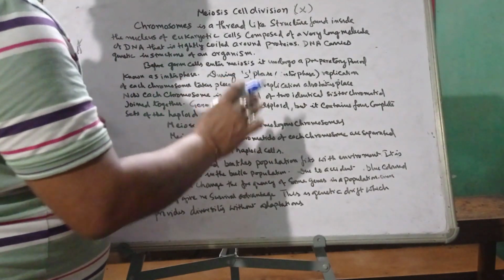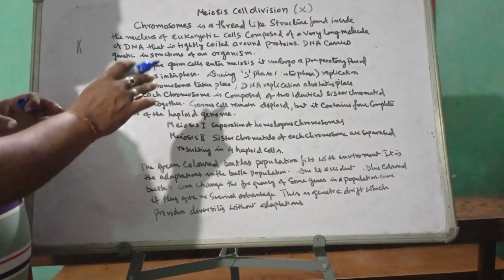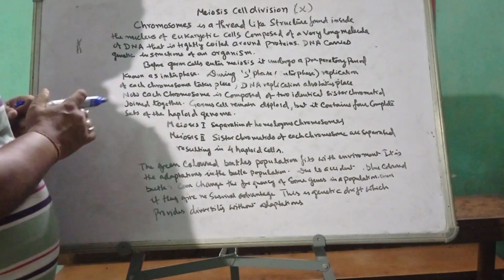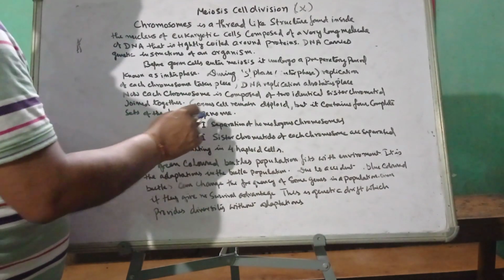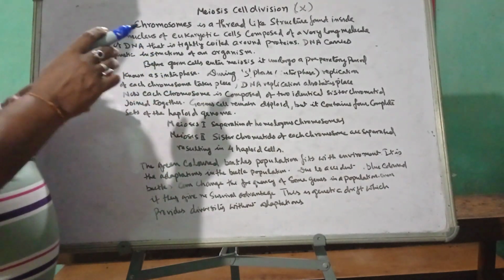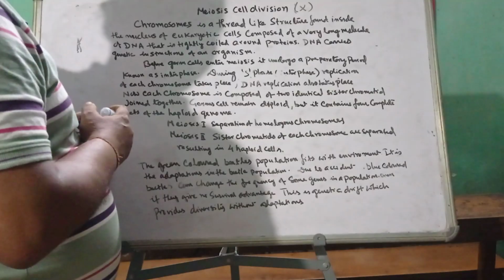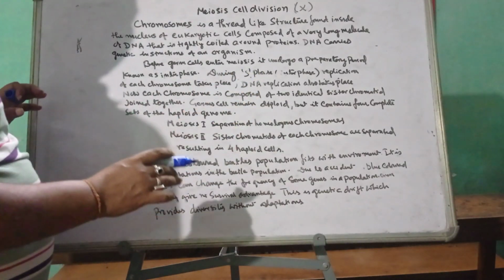Here the germ cells remain diploid, means 2n number. That means 23 pairs of chromosomes. It will remain 23 pairs of chromosomes, but it contains four complete sets of haploid genomes. But your germ cells will remain diploid.